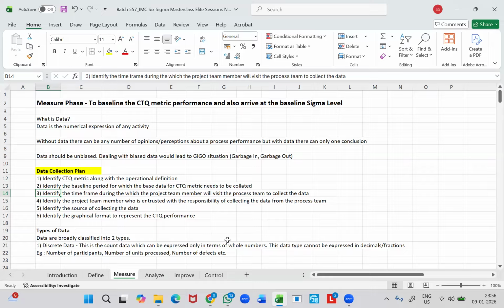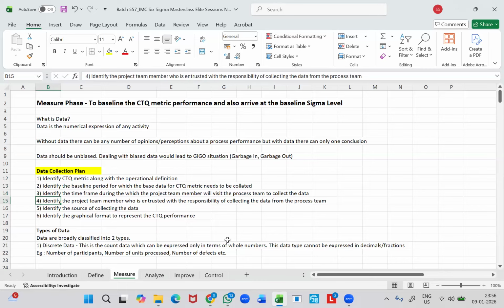So there will be a team member who will be entrusted with the task of collating the data for the CTQ metric, and that project team member will visit the process team maybe during the second week of January 2026 to collect the base data for the CTQ metric. So the second week of Jan 2026 will have to be written against pointer number 3.